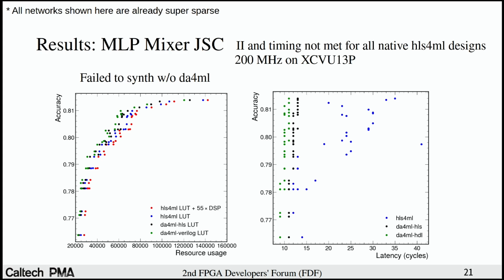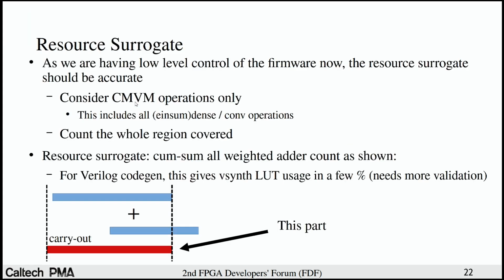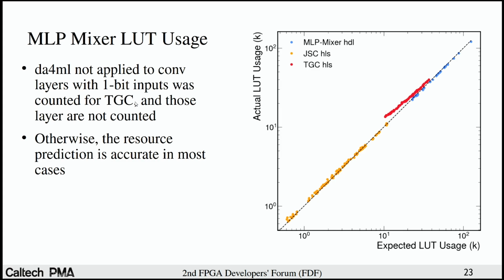And we are achieving better results here compared to the HRS because of using higher granularity. We also have a very exact resource surrogate, basically counting the adder count, and it's very linear. The deviation from the TGC or the muon tracker is basically from a non-DA4ML implemented layer that is using a 1-bit masking operation that is not modeled, so it's not here. But otherwise, the resource surrogate is within a few percent accuracy.